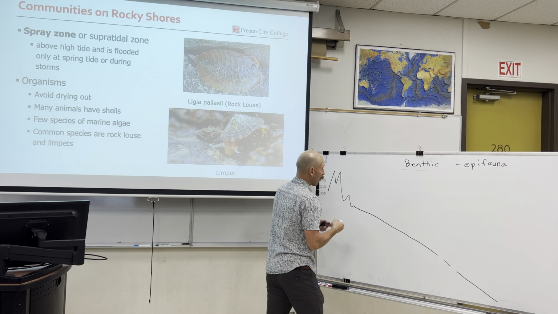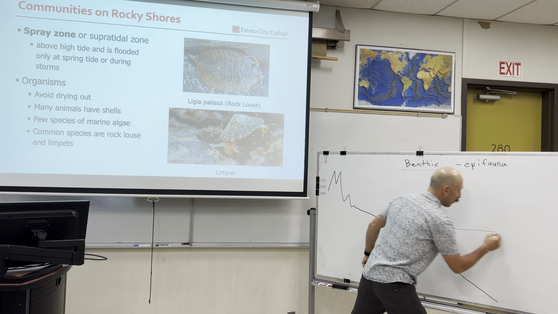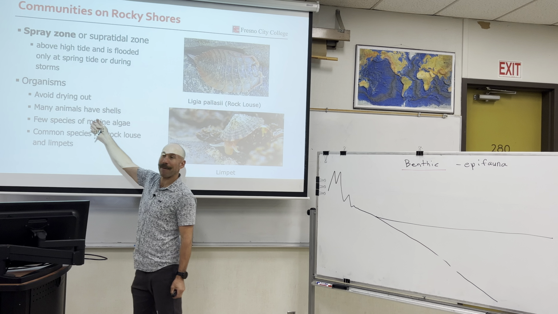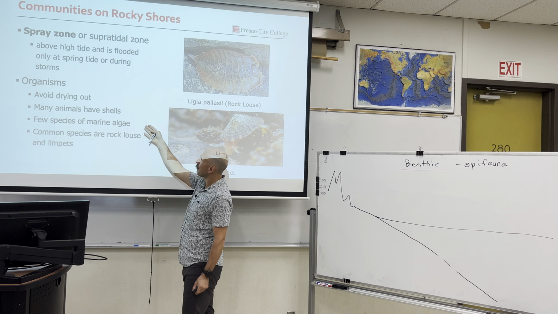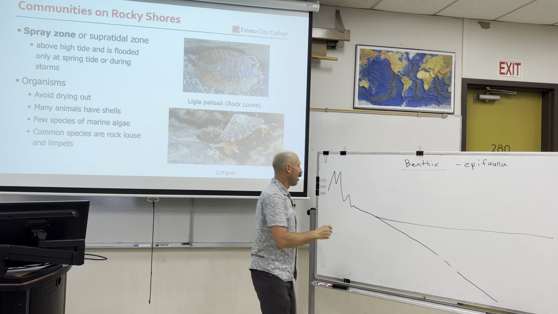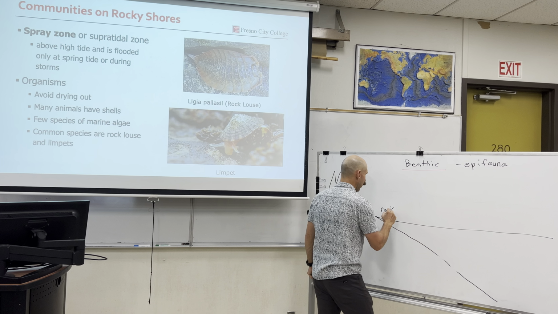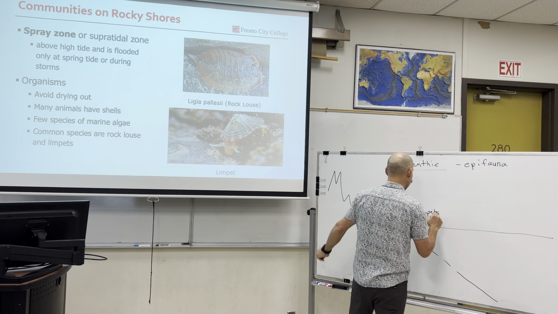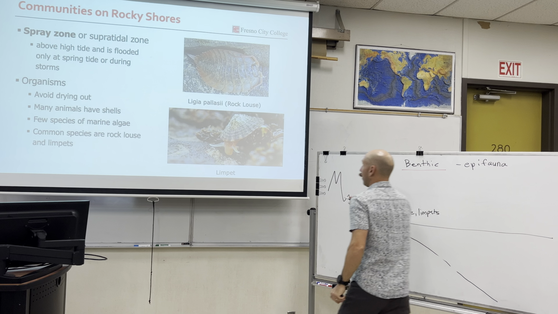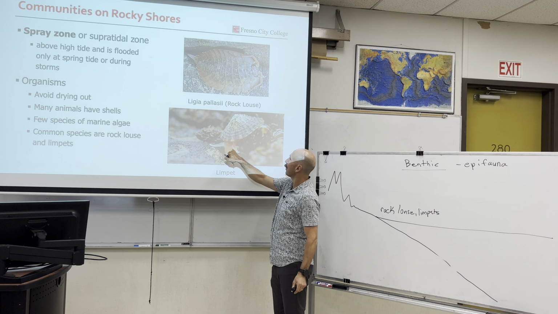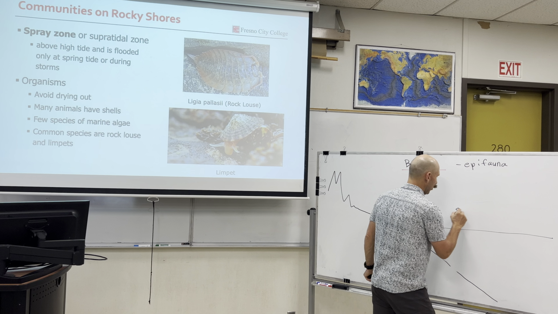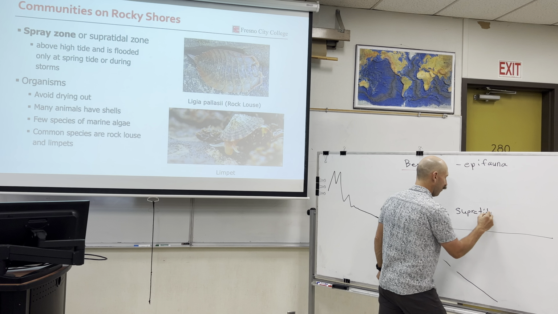The supratidal, or above, is going to be classified by organisms that don't dry out. Many of them have shells. There's not very many species of marine algae, and we've got examples here of the rock louse and limpets, as we can see in our images here. A limpet, look at that, with the shell. What is this? Oh, it's a snail, a very common snail that lives in the supratidal zone.